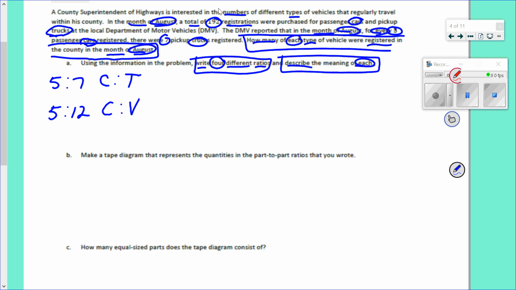Go ahead. 7 to 12. Awesome. I love it. What is that? That's the trucks. Trucks to vehicles, right? I need a 4th one.